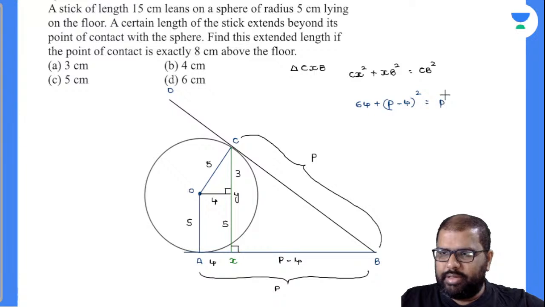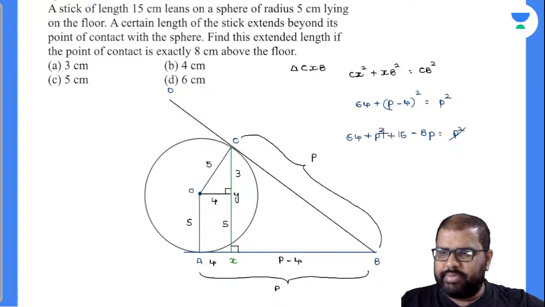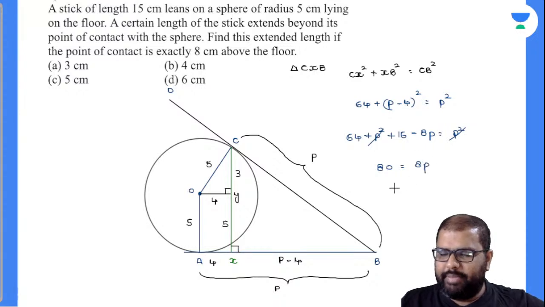CB square is nothing but P square. Calculate all those things: 64 plus P square plus 16 minus 8P is equal to P square. Now P square gets cancelled. 64 plus 16 is equal to 80. Minus 8P goes to the right hand side and becomes 8P, and my P value is equal to 10.